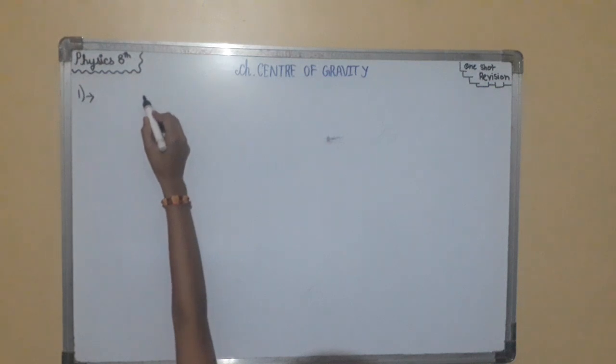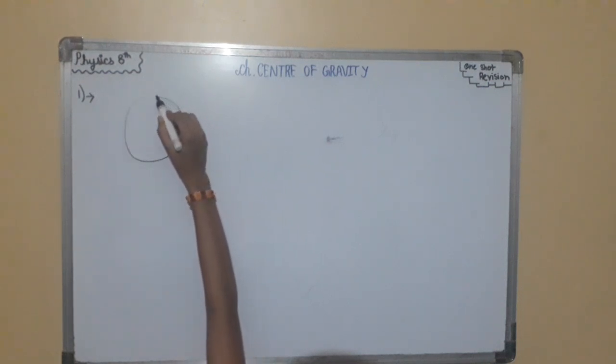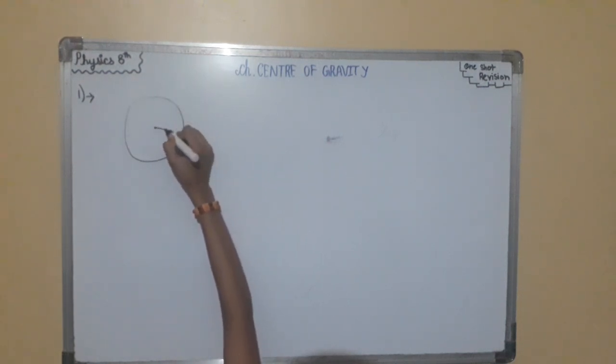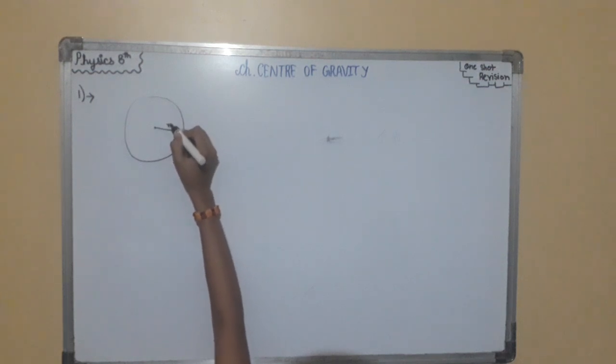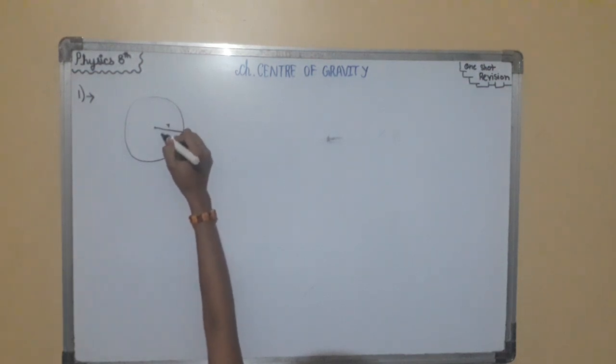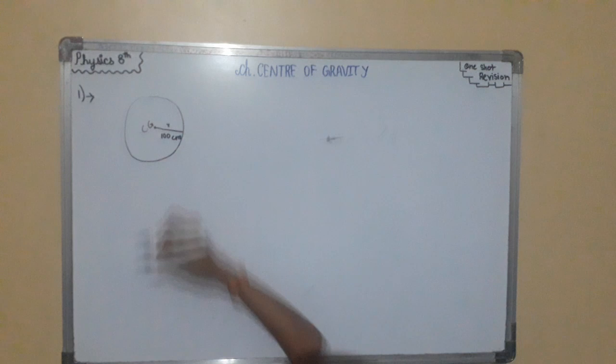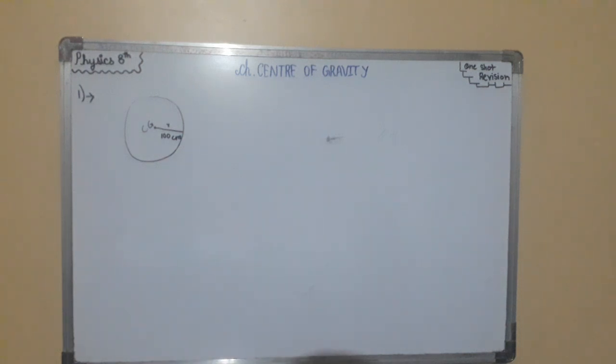This is the circular lamina. Its radius is given, that is 100 centimeter, and this is the center of gravity. The distance from any point of the circle to the center is 100 centimeter. Hence, the distance of CG from any point of the circle is 100 centimeter.